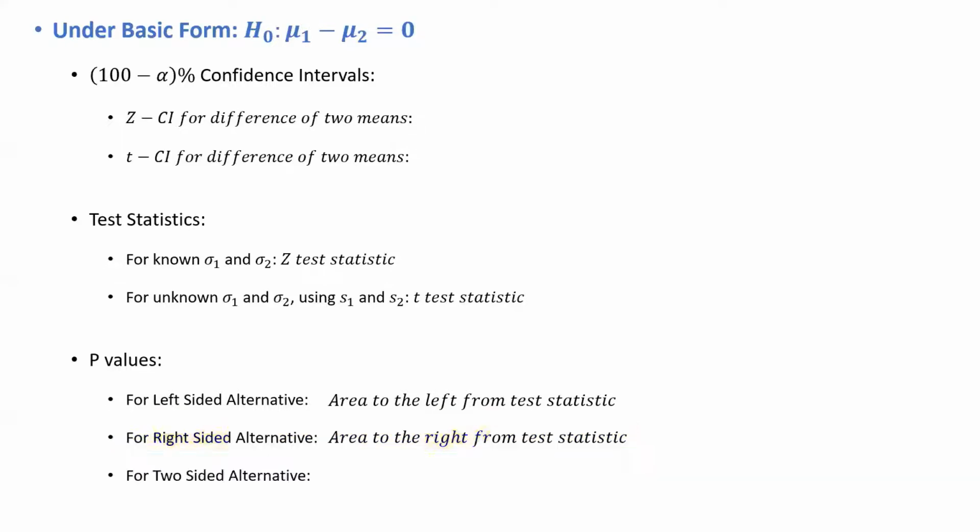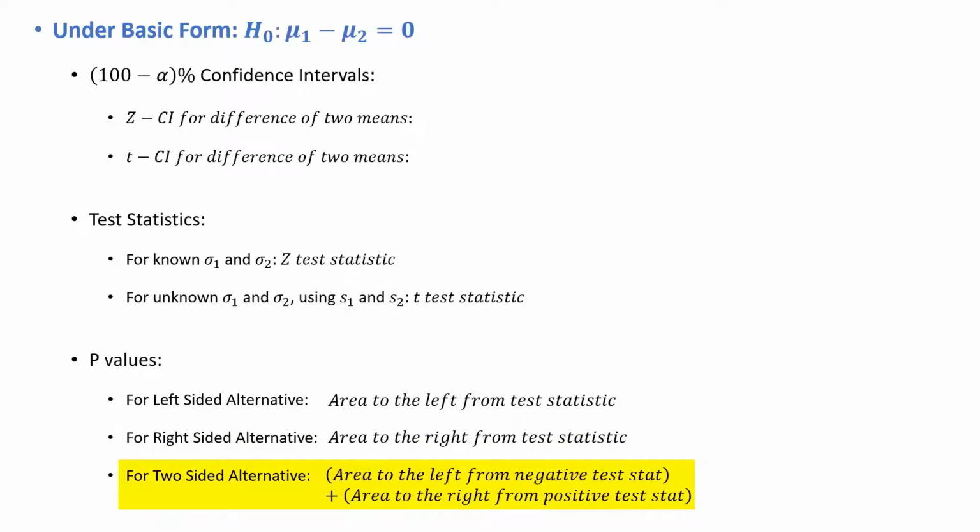And for a two-sided alternative, the p-value is the area to the left from the negative test statistic plus the area to the right from the positive test statistic. Testing procedure based on the p-value stays the same. You reject the null hypothesis if the p-value is lesser than alpha. You accept the null hypothesis if the p-value is greater than alpha.